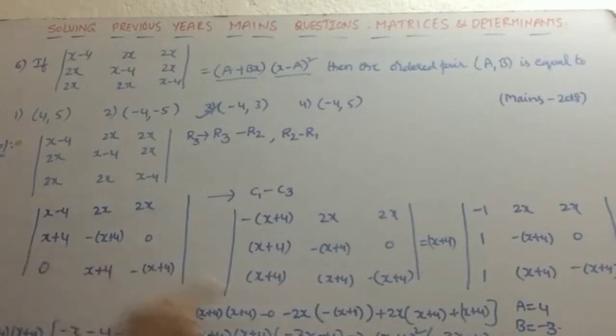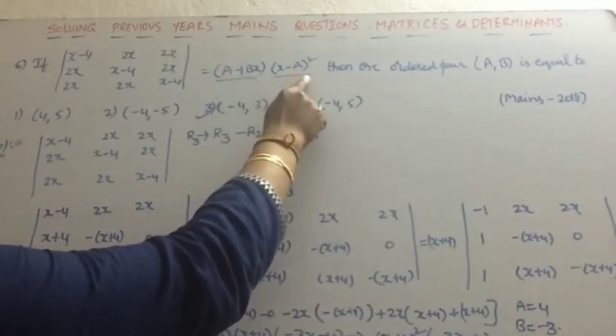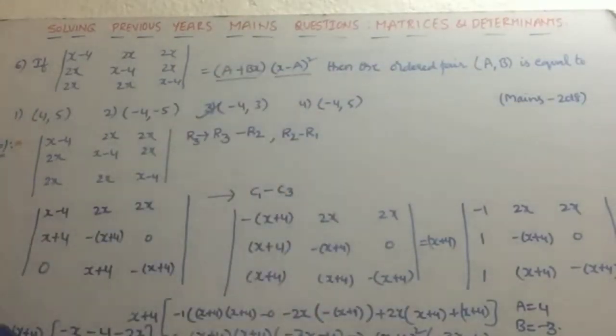Now here, a plus bx into x minus a whole square. Now a is equal to minus 4 and b is equal to 3. So minus 4 comma 3 is the option.